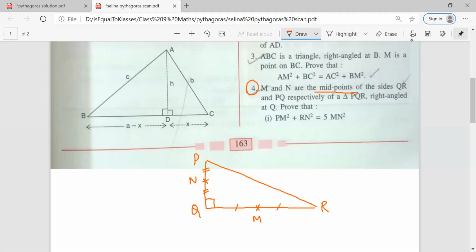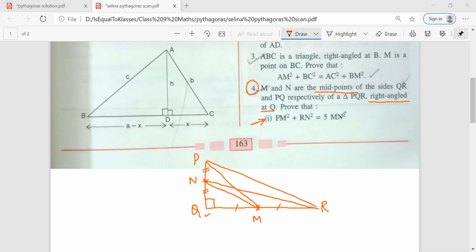They have also mentioned that this is a right angled triangle at Q. So this is the right triangle. Now I need to prove that PM square, this is the PM square, plus RN square, this is the RN square, so these two lines have to be joined, should be equal to 5 times MN square. So this and this line also need to be joined. Any doubt? No, sir. So this is what I need to prove in part 1.